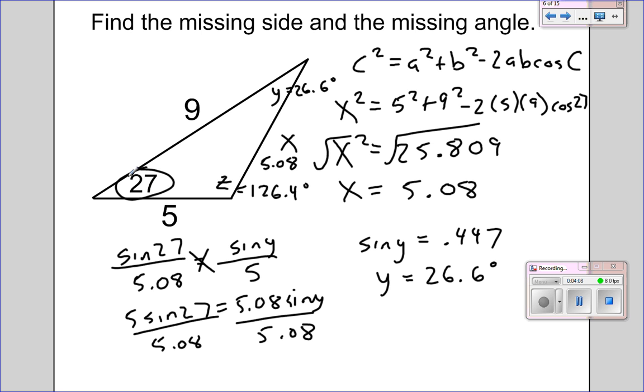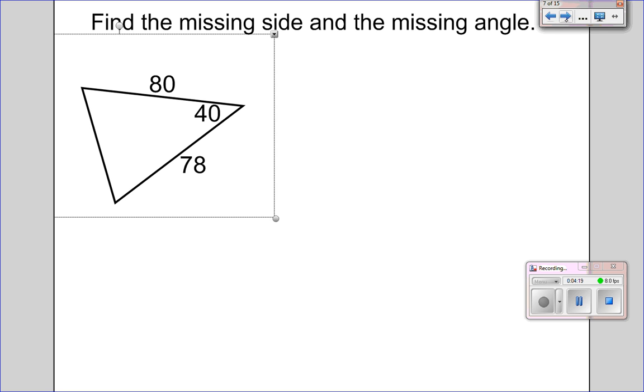So the key here, when you have a missing side and the angle included, is use the law of cosines to find the other side. Then go back and use the law of sines to find your missing angle, and then subtract from 180. Okay, pause the video and try to solve for x, y, and z.